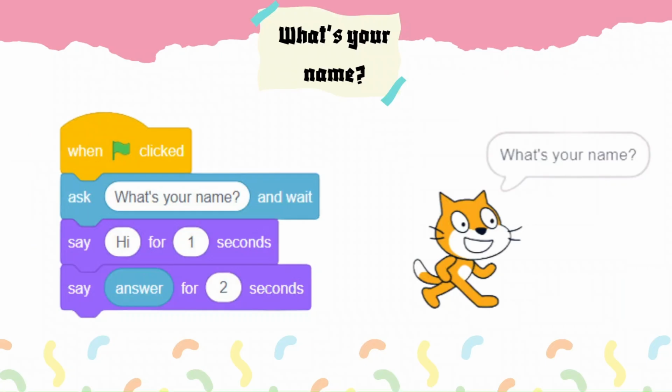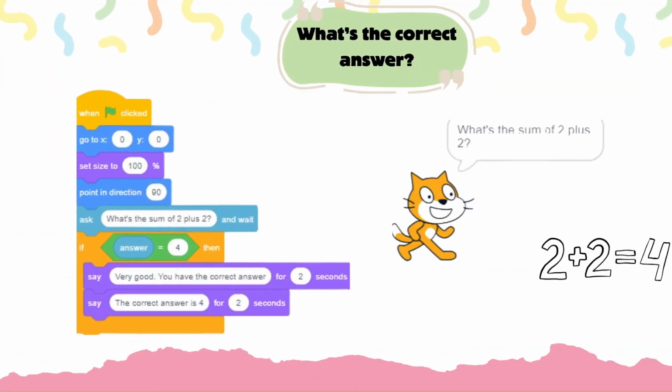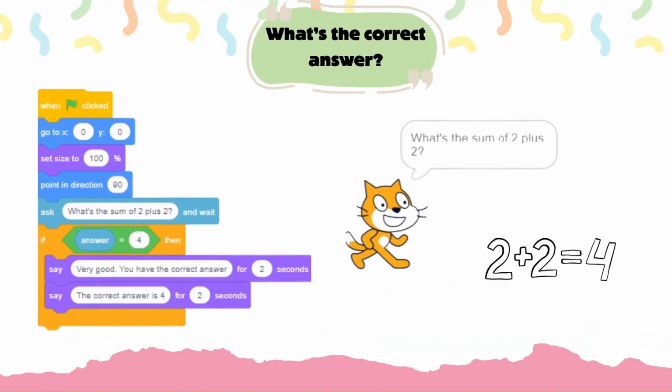Now moving ahead, let's see what is the correct answer. We are going to ask a question and it will answer, like what is the sum of 2 plus 2? If the answer is 4 and we enter 4 as the value, then it will say very good, you have the correct answer. The correct answer is 4. So we can do it easily. Let us go there and check it.